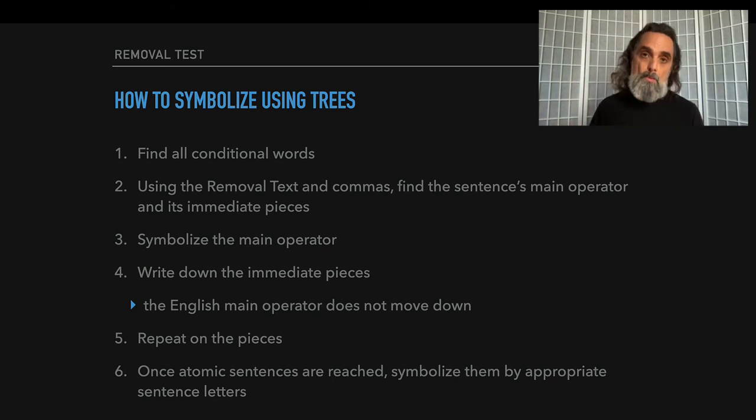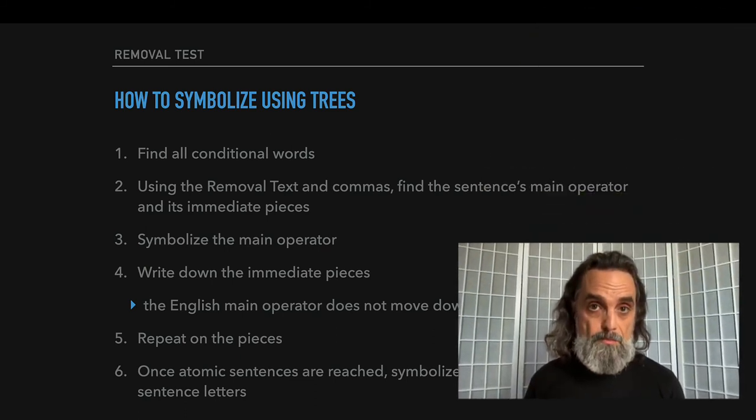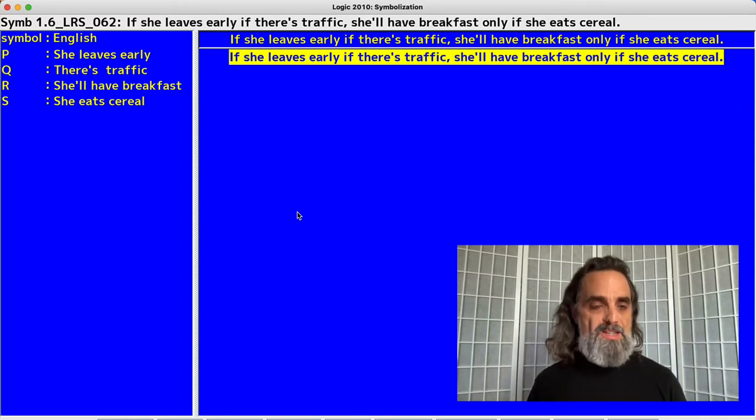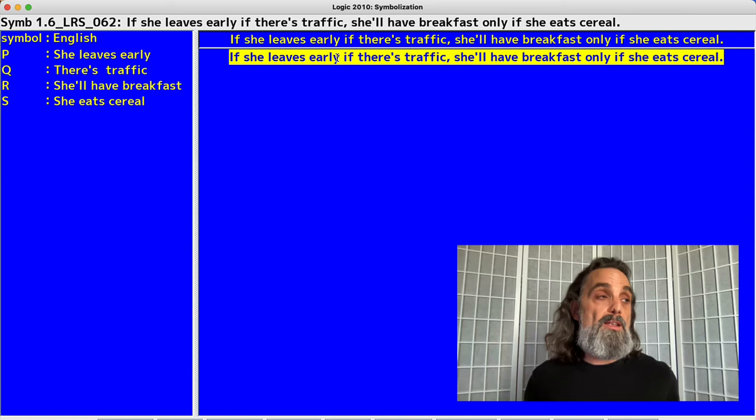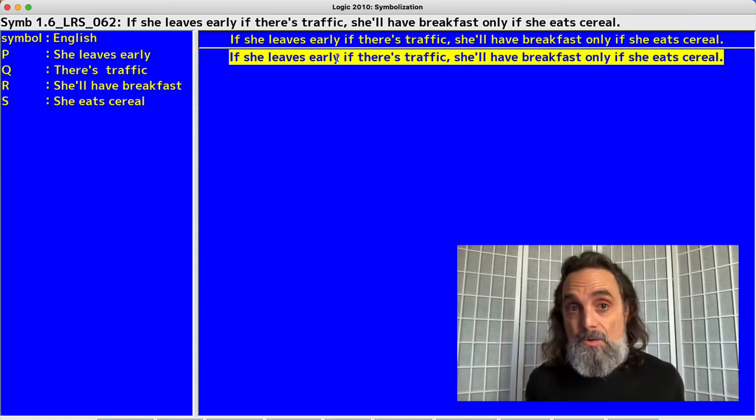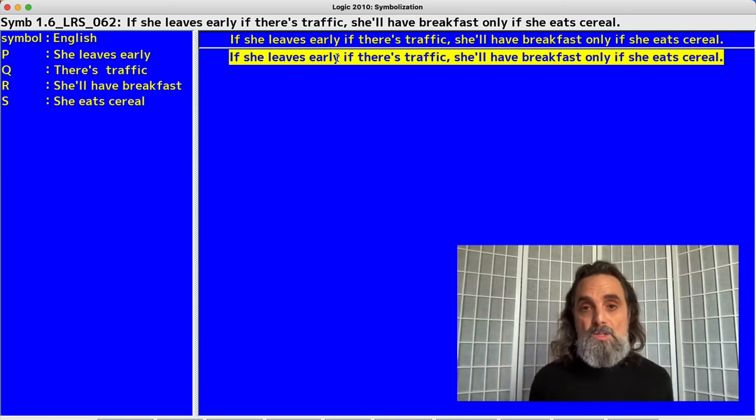So let's look at one more example of doing all this with an even more complex sentence. Here we have 1.6 LRS 62, another homework problem. If she leaves early if there's traffic, she'll have breakfast only if she eats cereal. She's only going to have time to eat breakfast if she's leaving. The only way she can eat breakfast is if she eats cereal, since she doesn't have time otherwise. Okay, so let's give this one a shot.